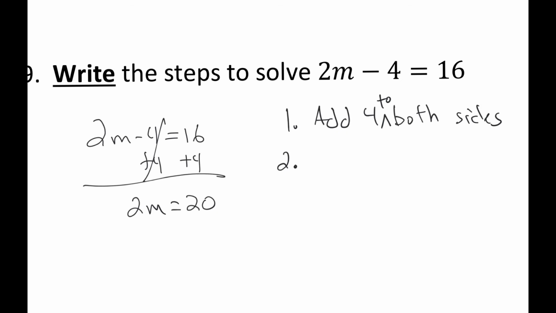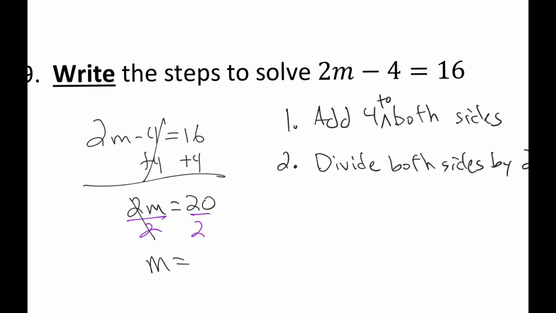So the next step will be you guys divide by 2. So I'm going to write that down. The second step is divide both sides by 2. And that's going to be your last step, because when you divide by 2, you guys will get the answer m equals 10.